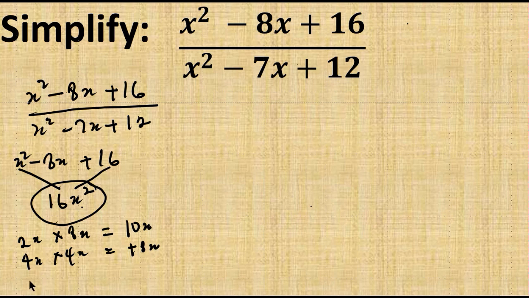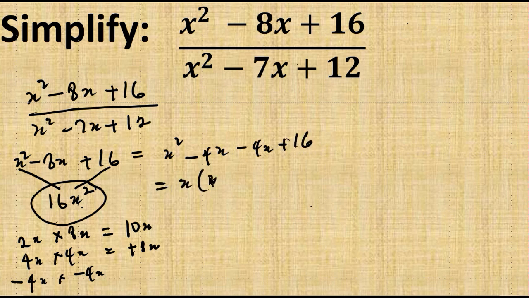It won't work. Then I'm left with minus 4x and minus 4x. Minus times minus is plus, so minus 4x times minus 4x will give 16x squared, and minus 4x minus 4x will definitely give minus 8x. So I can equate this to x squared minus 4x minus 4x plus 16. We can further simplify this.